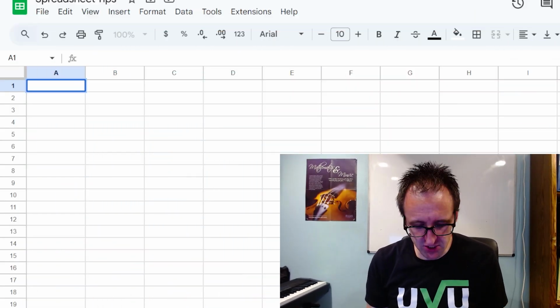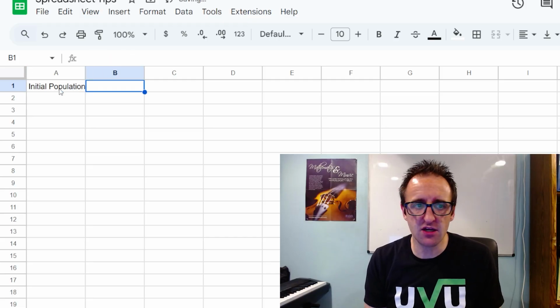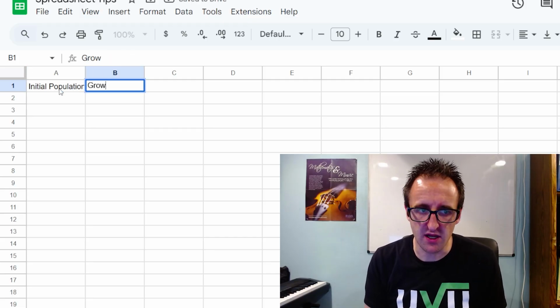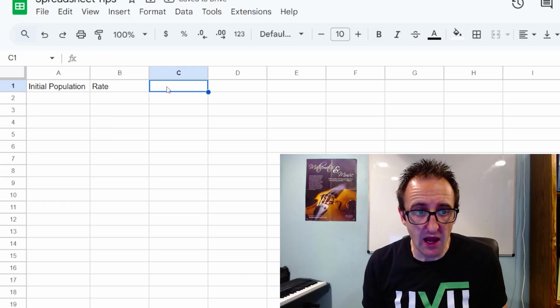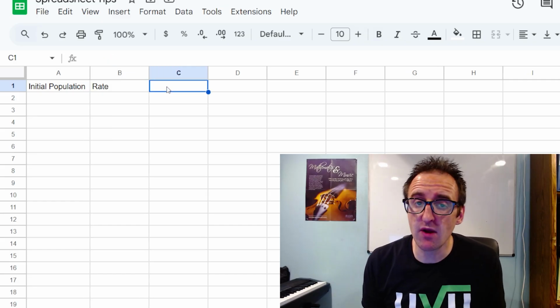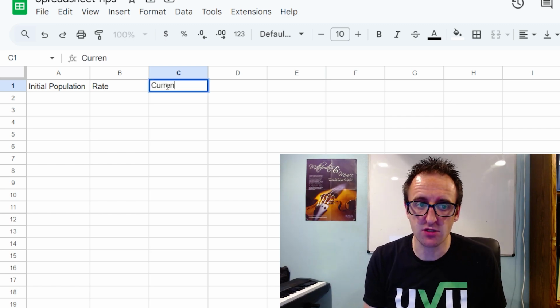So here in the spreadsheet, in this first field we're going to look at the initial population that we have. So say we have a population somewhere and it's going to grow over time. In the second column here, I'm going to put the growth rate, and let's just call it rate to make it simple. And then let's say it grows at a certain rate for a year, and what it produces is the current population. We'll put that here.